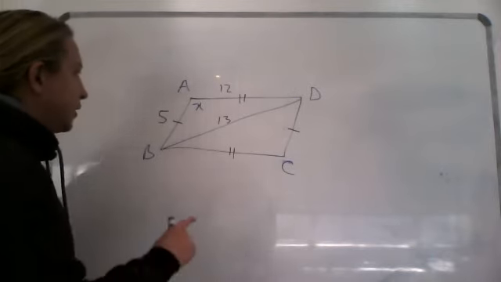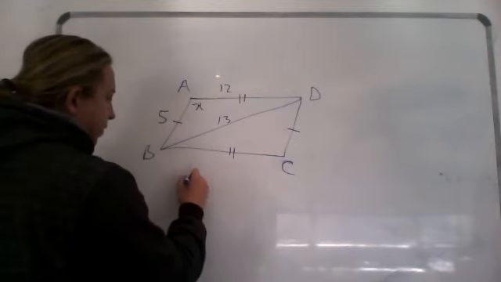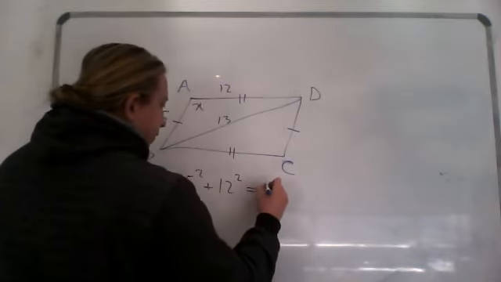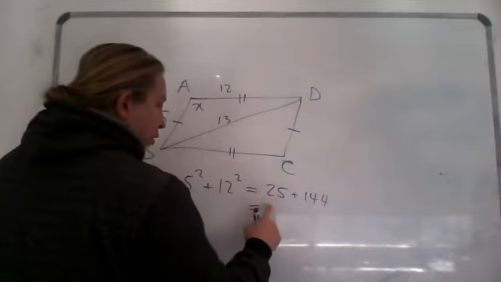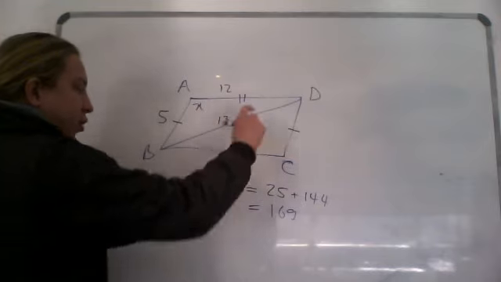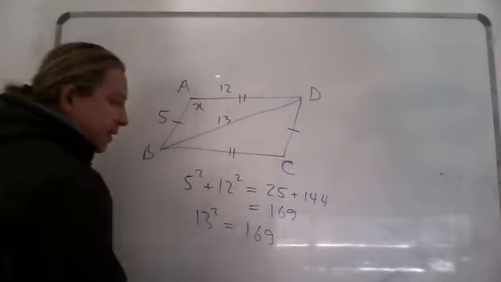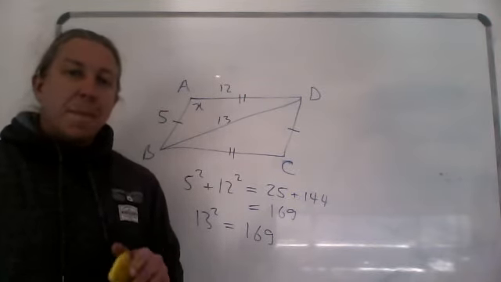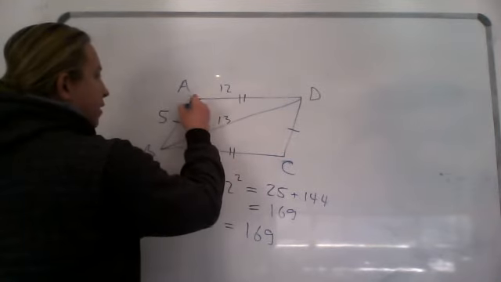Okay, so let's test the Pythagoras, right? So 5 squared plus 12 squared equals. 5 times 5 is 25 plus 144, which equals 169. Okay, what about 13 squared? 13 squared is also 169. Okay, do you see that both values are 169? That must mean that our value x is 90 degrees.